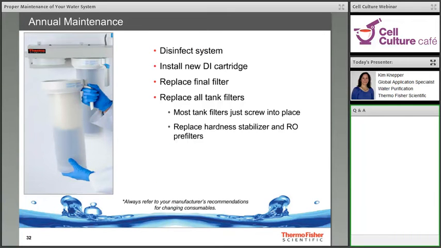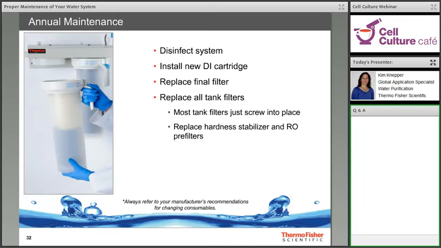So what should be done as just an annual maintenance? It's good to disinfect the water system at least once a year. And this is especially good to do when you change the DI cartridges as well. Again, just to keep the biocontaminants in check and to flush the system completely.